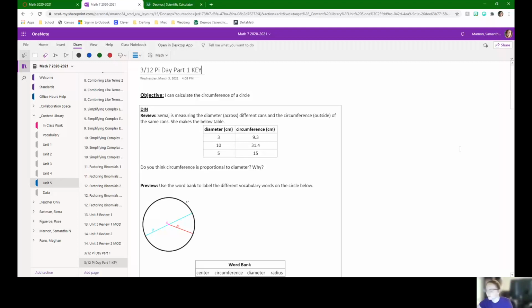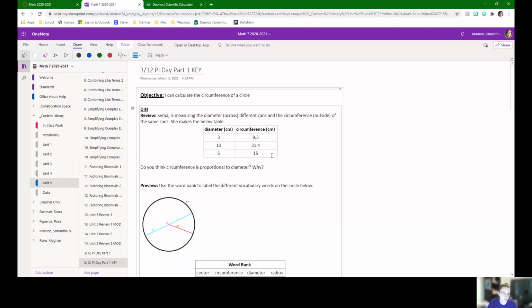So she's making a table. She might be looking at soup cans, some soda cans, whatever can she finds. She found that the diameter, all the way across, was 3 centimeters, and the circumference was 9.3. She found another one where the diameter was 10, and the circumference was 31.4 centimeters, and diameter was 5, and then the circumference was 15.